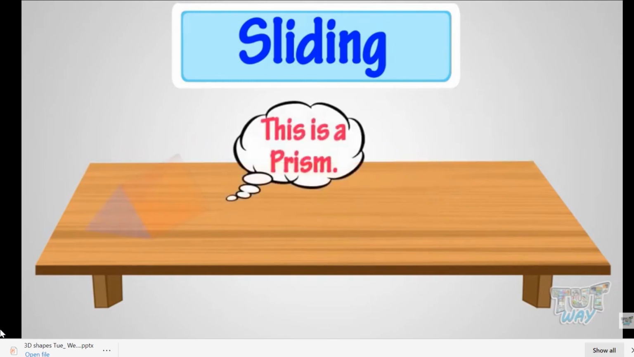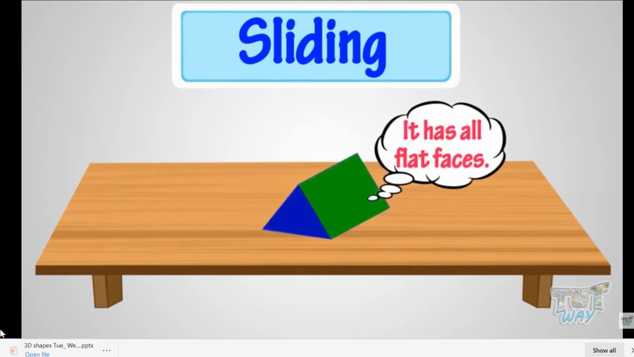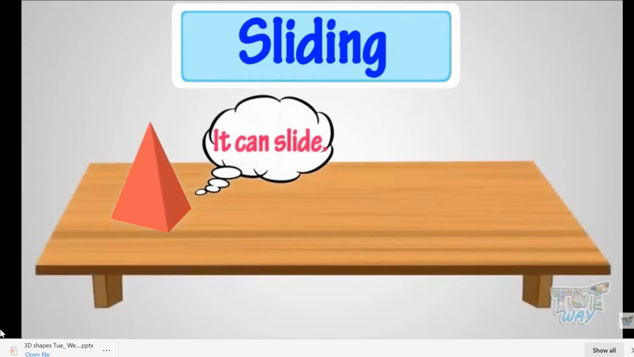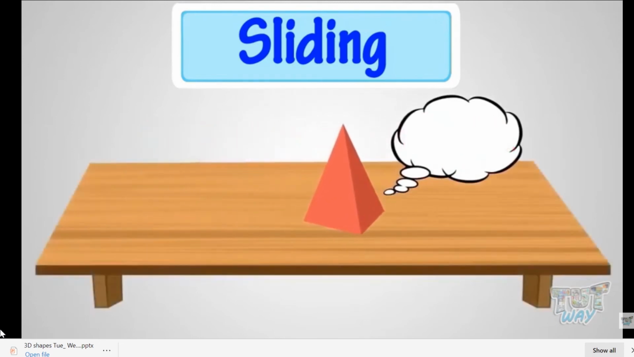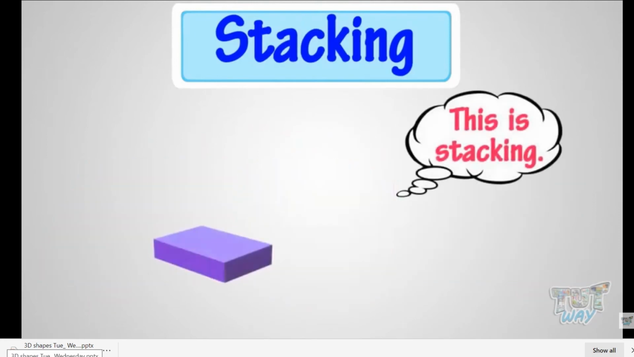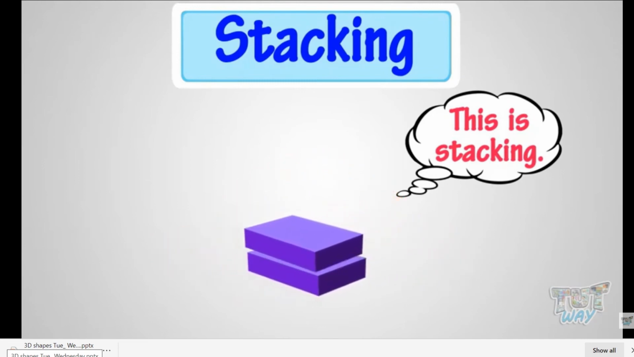You understand? Great. And look at this. This is a prism. Alright, a triangular prism or even a pyramid. It has all flat faces. Just like what I've said, a pyramid can slide. These are the shapes that you can stack upon each other. Alright? Can you look at that? You can put this shape on top of one another. Do you understand? That is what we call stacking.